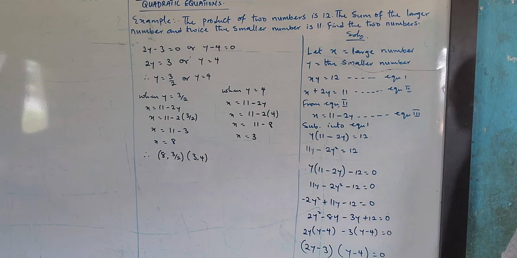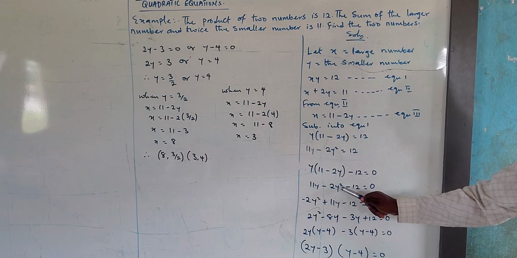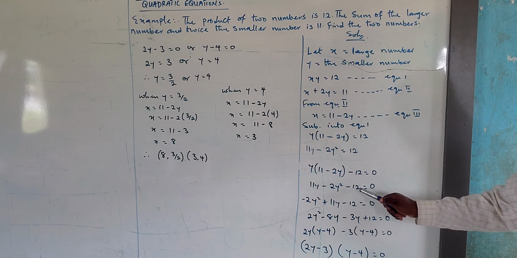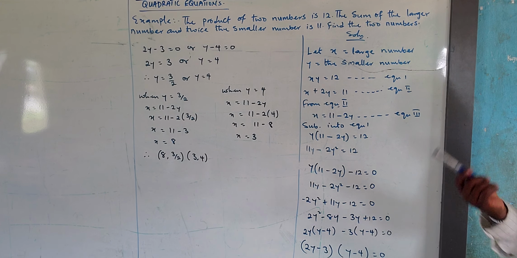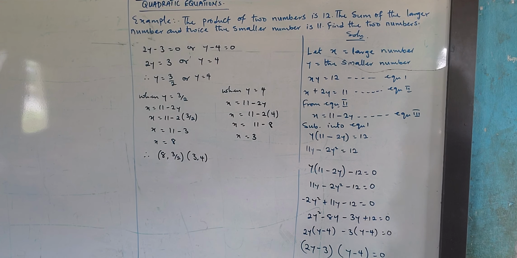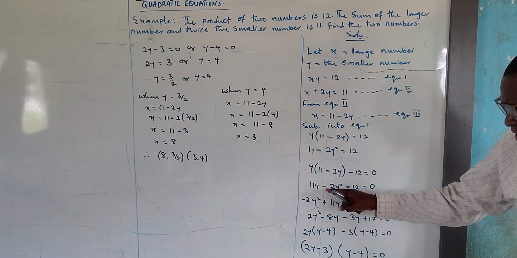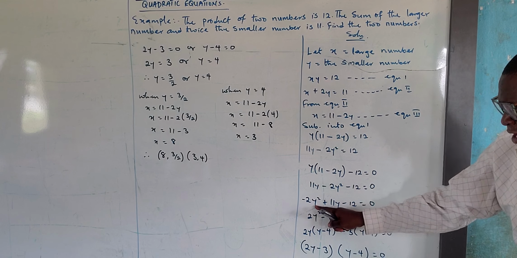To proceed, we can say 11y minus 2y squared minus 12 is equal to 0. Let us now rearrange because it's scattered this way. If we now rearrange, we have here minus 2y squared, and we now bring the minus 2y.